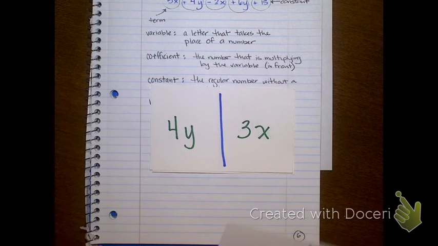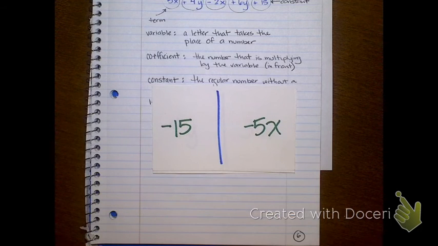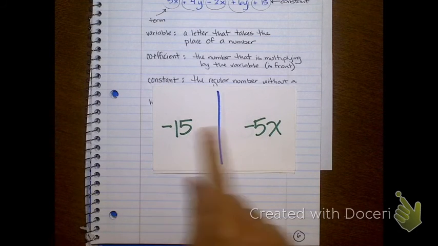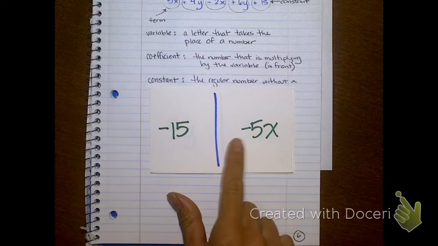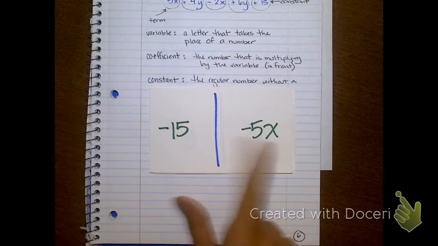Okay? Now, take a look at these two. Are they alike? Why? Yeah, one is missing a variable, one has one. These are not considered like terms. One's a constant, one is not, right? Okay, so not like terms.